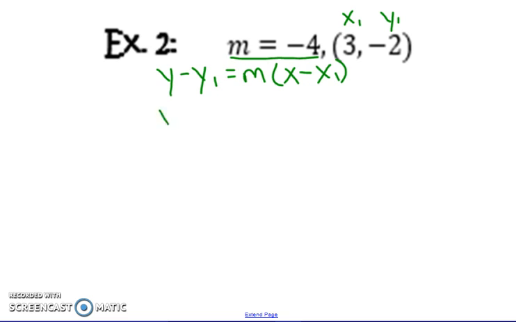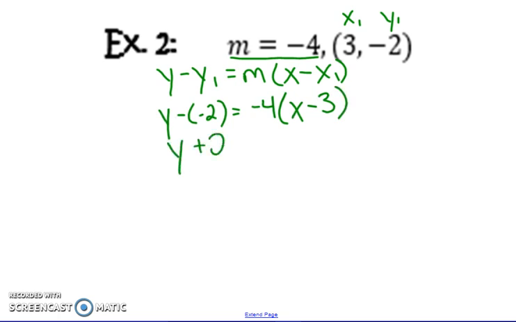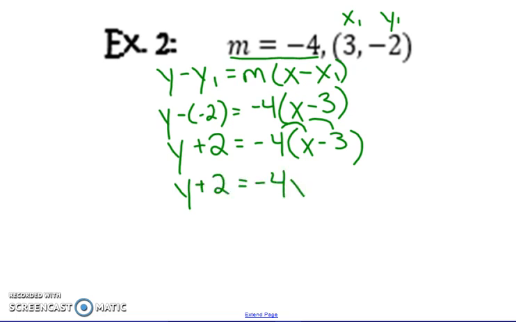Now I'm going to fill it in. I have y minus -2 equals -4 times x minus 3. Again, two negatives make a positive. So y plus 2 equals -4 times x minus 3. I'm going to distribute my -4, and I get y plus 2 equals -4x. -4 and -3 give me positive 12.